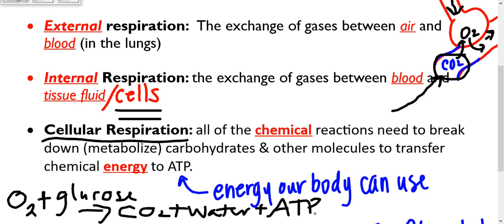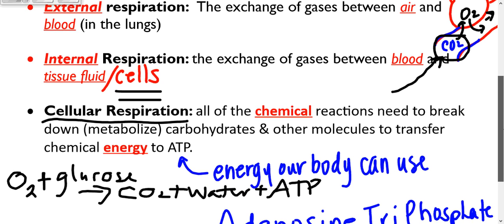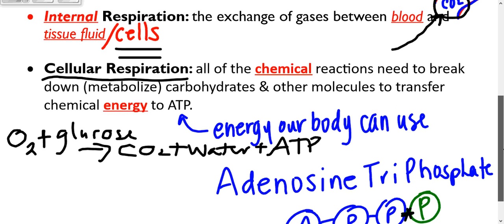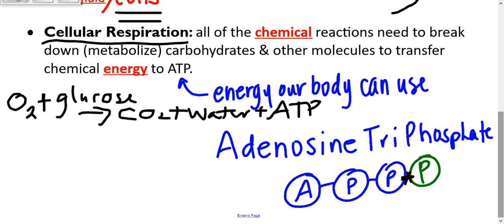It's our energy currency. So cellular respiration is all of those chemical reactions needed to break down and metabolize carbohydrates, that's your glucose, and transfer them into the chemical energy of ATP. ATP stands for adenosine triphosphate. So you have this molecule, here's your modified DNA base called adenine, and it's bonded to 2 phosphate groups.